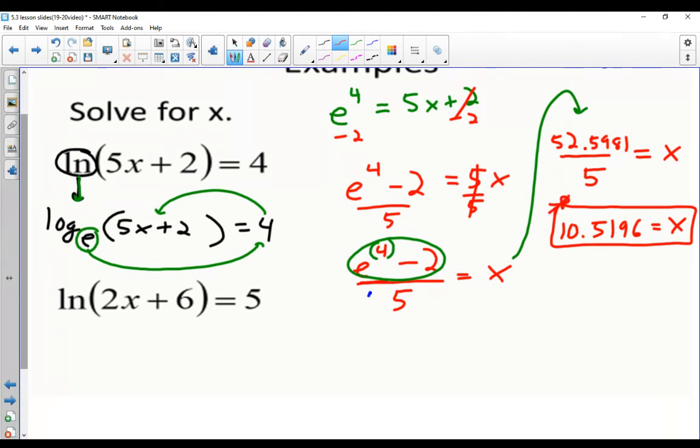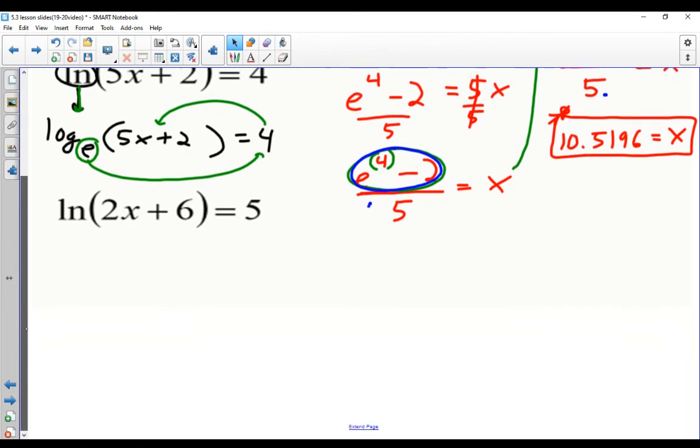I'm just putting extra just in case. Like again, do the top first. And once you have the top, then divide by 5. Let's try another example like that, just so you get the hang of it.